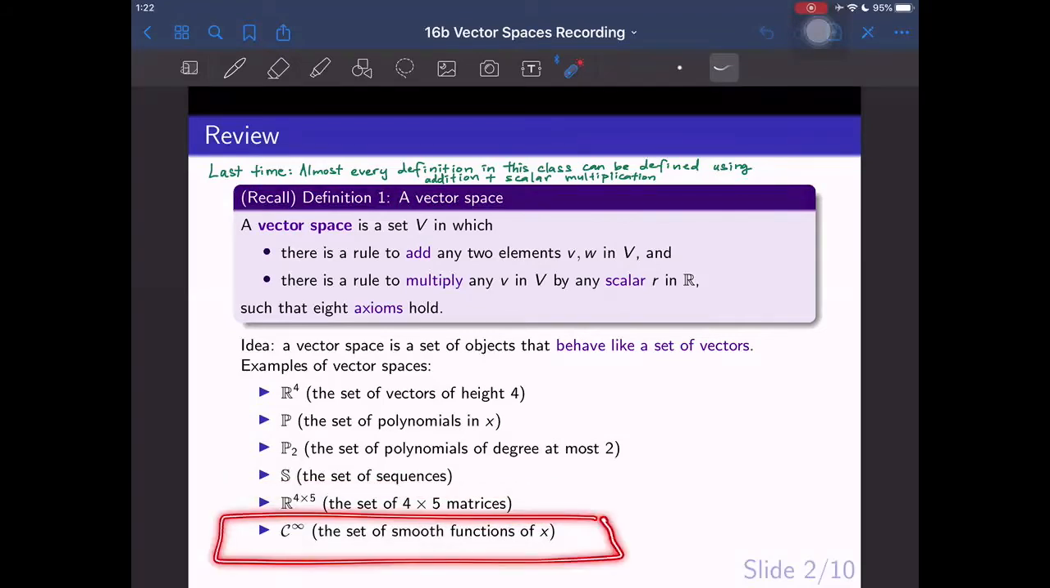A smooth function is a function where all its higher derivatives exist, first derivatives, second derivatives, third derivatives, etc. The set of all smooth functions, denoted by C infinity, is a vector space. You can add two smooth functions together and get another smooth function. You can multiply a smooth function by a number and again get a smooth function. The reason we include this last example is because if we want to apply linear algebra to differential equations, we must work with the vector space of all smooth functions.